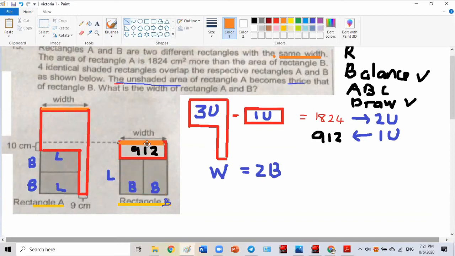Don't worry. Just look for things that can balance. Agree or not? 1 width is 2 breadths. Then Lucas, very clever. He can tell you what it is also equal to. Length plus 9 cm is 2 breadths. Is it 1 length and 9 here, people? Is it obvious? Look for clues. Understand? Look for balancing clues.